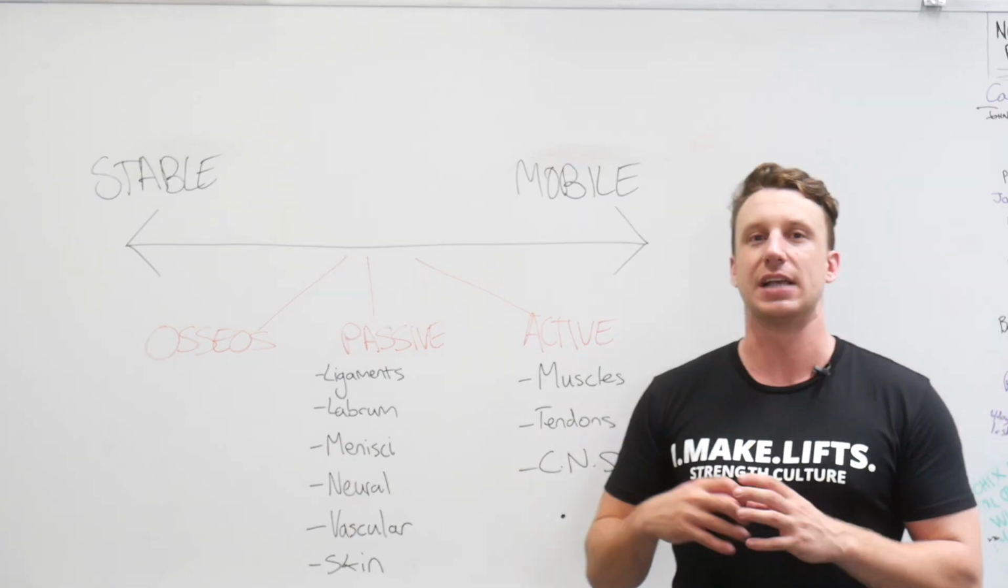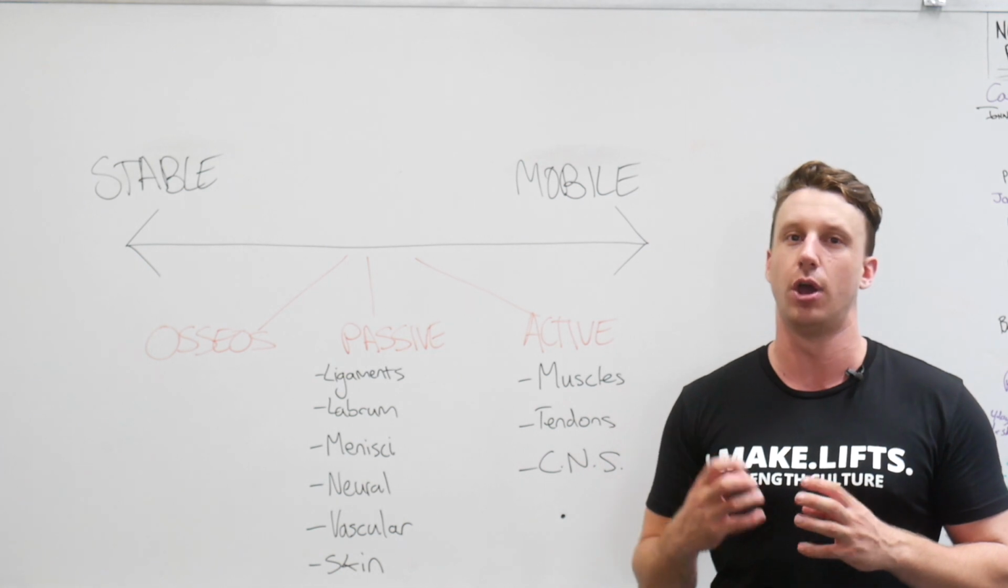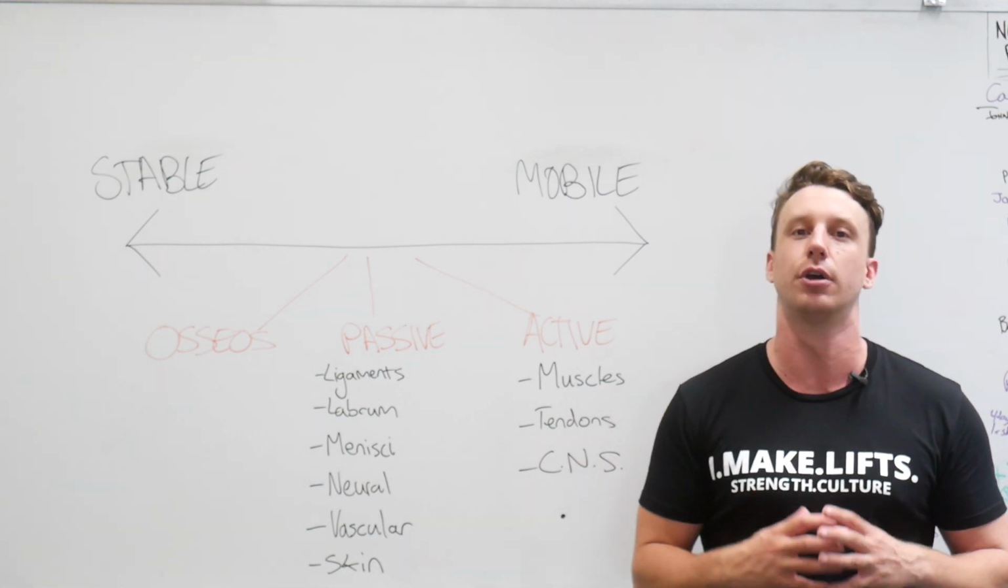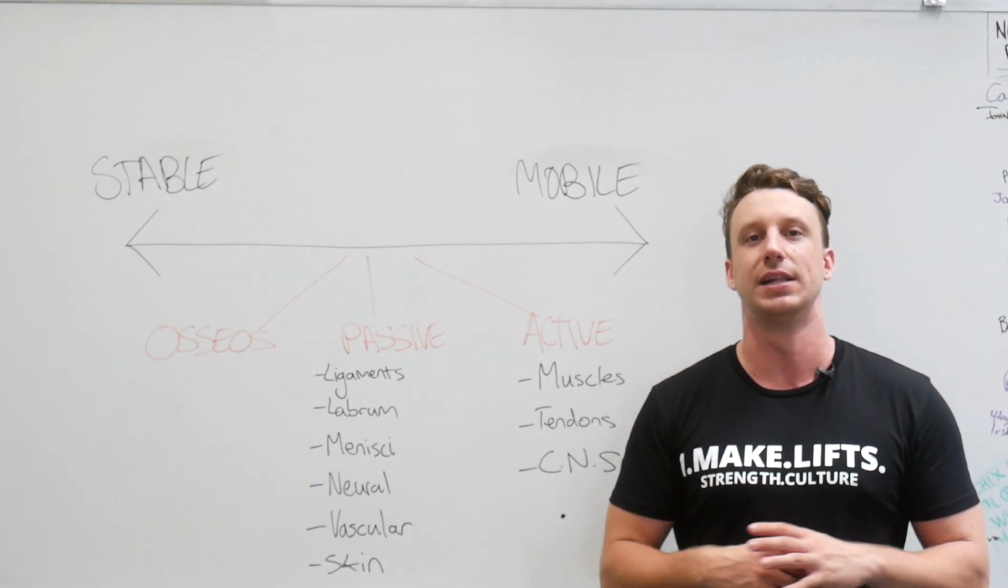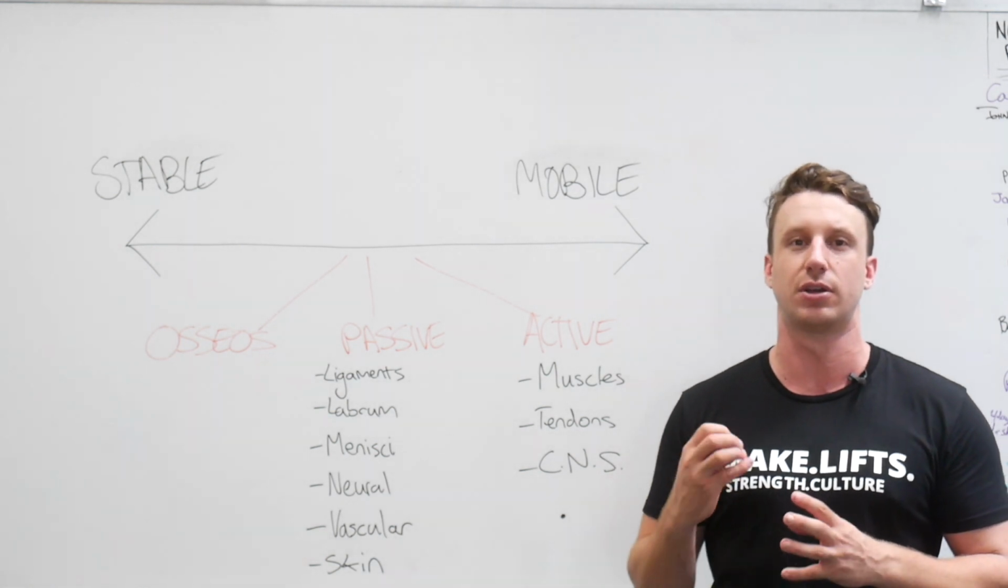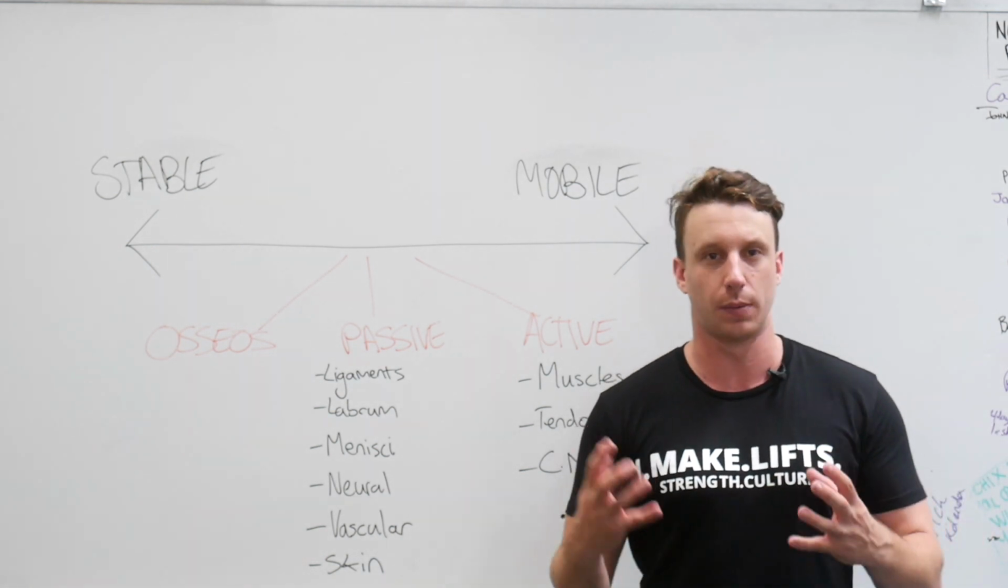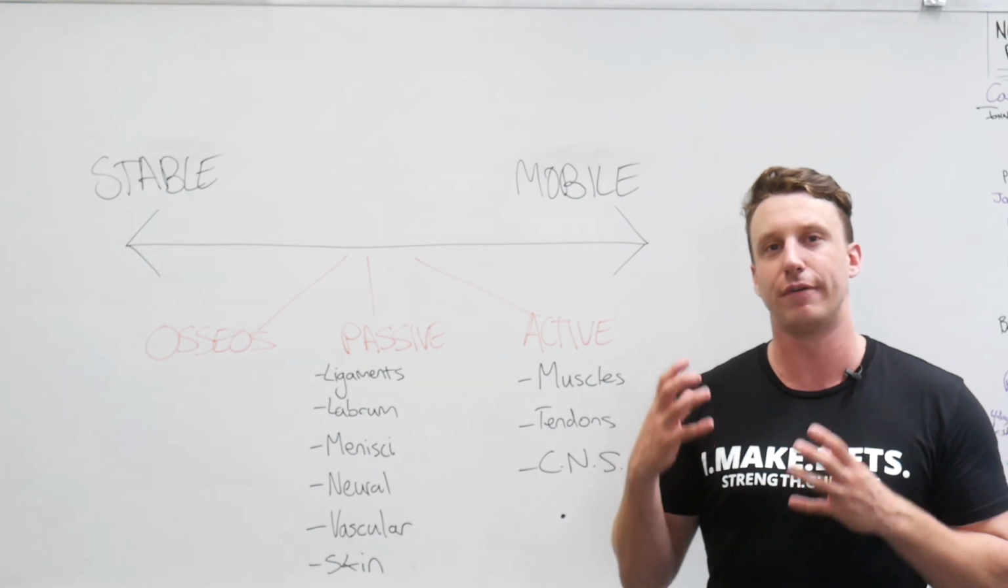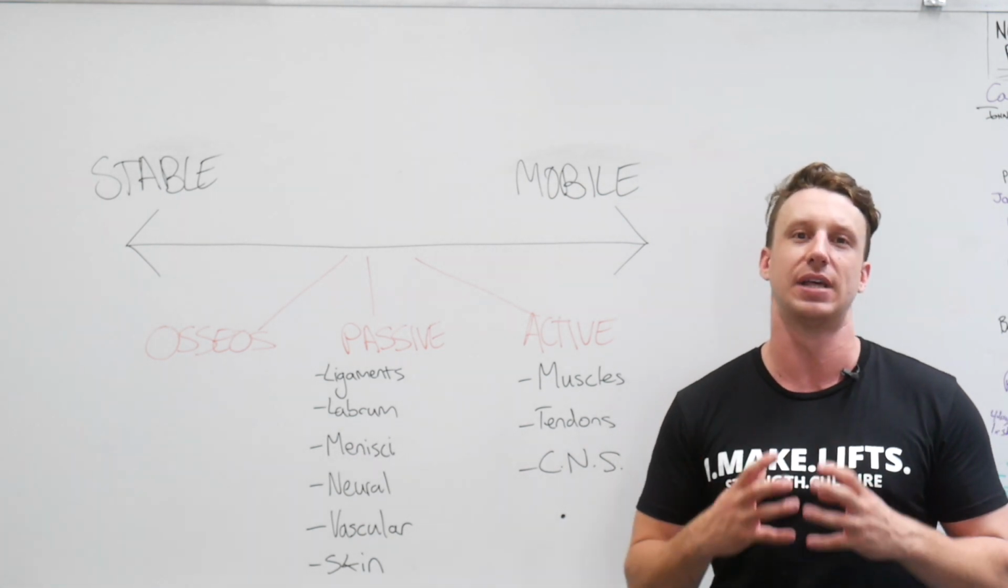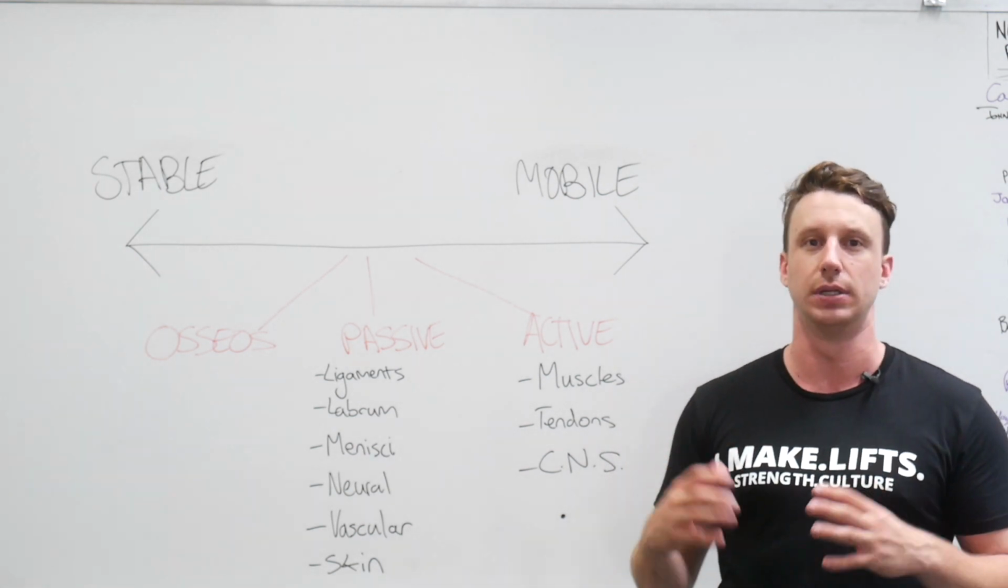I think stability as a whole is a bit of a misunderstood term in strength and conditioning, particularly from young coaches and also obviously clients and athletes who don't have a strong theoretical understanding of anatomy. So that's what we're going to try and break down today. What are the anatomical factors that influence a joint's stability?